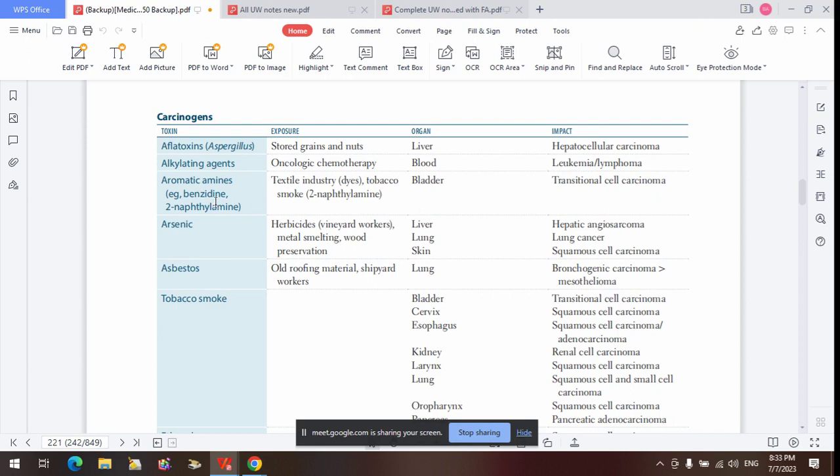Then we said aromatic amines, we always want to remember the bladder for aromatic amines. So maybe from smoke inhalation or from textile. If we see in the question that they are talking about somebody working in a textile or dye company, we want to remember transitional cell carcinoma of the bladder in response to smoke or exposure to dyes, because they contain these aromatic amines like benzidine and 2-naphthylamine. So 2-naphthylamine is in smoke, benzidine is in dye, and both of them can trigger cancer of the bladder. So that is very high yield for cancer of the bladder.